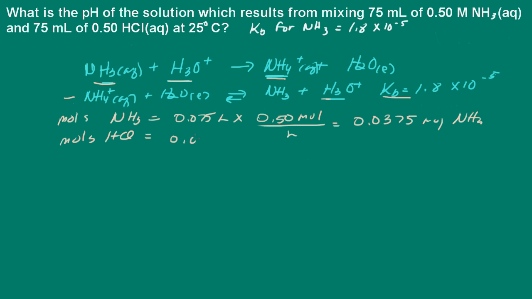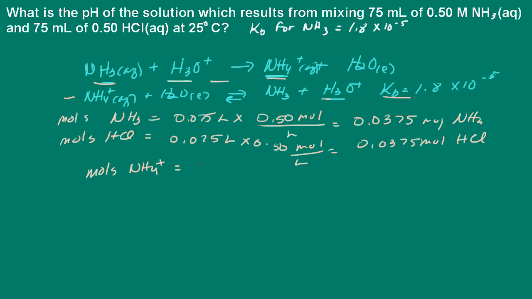We can calculate the moles of hydrochloric acid the same way, because again we have equal amounts. And let's see here, made a mistake there. And that's going to give us 0.0375 moles of hydrochloric acid. So what we are interested in is the amount of ammonium ion that's produced after this reaction is completed. The moles of ammonium ion is going to be equal to the moles of ammonia that was reacted. So moles of ammonium ion will be 0.0375 moles. Now what we need is the concentration of ammonium ion, and then we're all set to go.